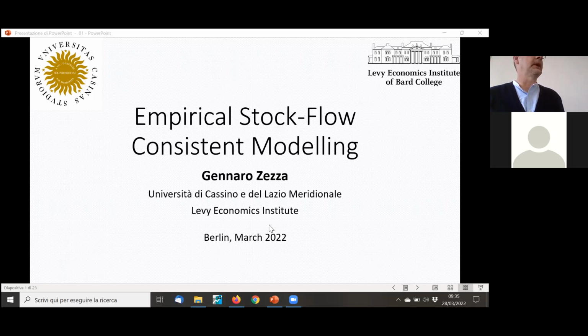Gennaro has been a student of Wynne Godley in Cambridge. So he's worked with the founding father of this kind of method. And he's also worked with the late Wynne Godley at the Levy Economics Institute, because Gennaro is not only a professor of economics at the University of Cassino in Italy, he's also a researcher at the Levy Institute, and he runs the Levy model. So we are very glad to have him here. And well, Gennaro, maybe you introduce the schedule, how do you want to proceed, and then we take it from there. So thank you very much for coming, and I'm looking forward to this seminar.